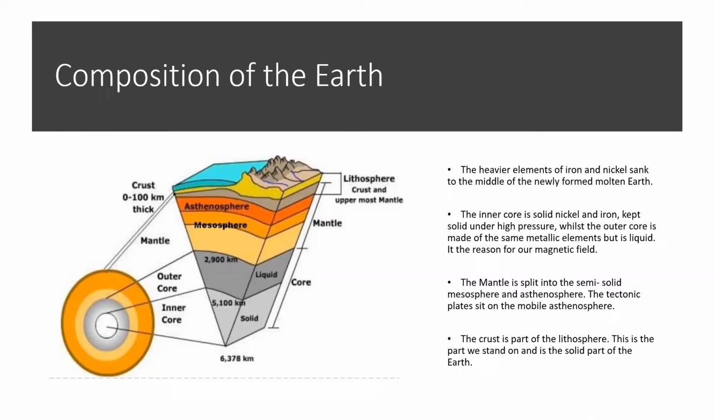Okay, so the crust is part of the lithosphere. So the crust that we stand on is the upper part of the lithosphere. Okay, and it's on the solid part of the Earth.